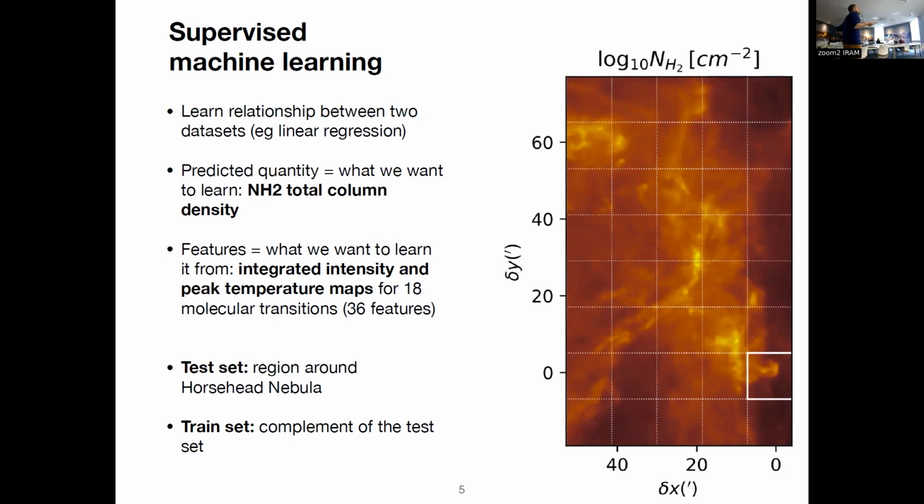For example, linear regression is some kind of supervised machine learning. You learn the coefficients, and then you can predict a quantity from the abscissa or the input variable. The predicted quantity is what we want to learn, so the NH2 column density. What we'll call features is what we want to learn from. And here it's the integrated intensity and peak temperature maps for 18 molecular transitions. So we had a total of 36 features to learn one thing.